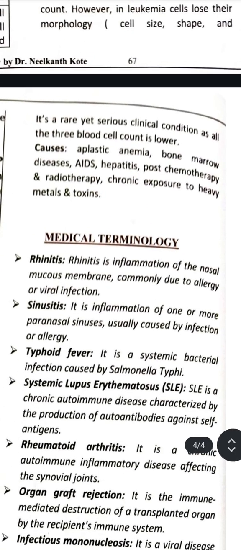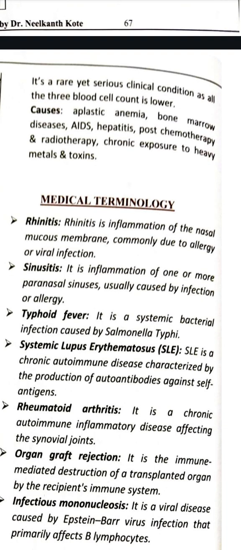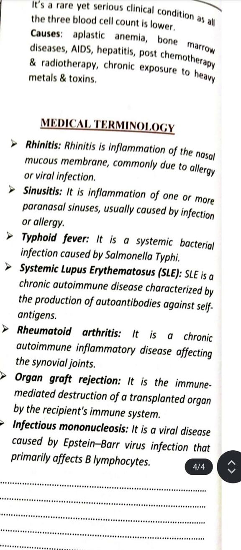Now, what is pancytopenia? It is a clinical condition characterized by a lower cell count of RBCs, WBCs, and platelets. It is a very rare but serious condition, and pancytopenia is seen in aplastic anemia, bone marrow depression or bone marrow disease, AIDS, hepatitis, post chemotherapy and radiotherapy, and chronic exposure to heavy metals and toxins.